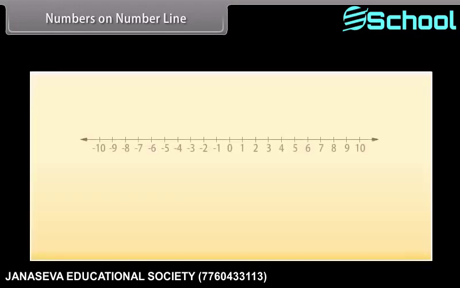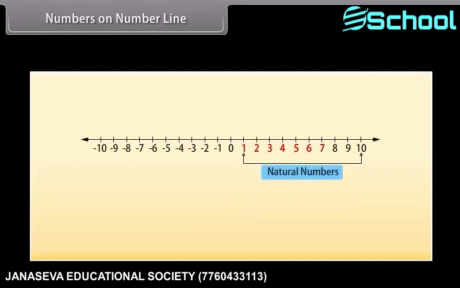Numbers on number line. On a number line, numbers 1, 2, 3, 4 and so on are called natural numbers. The natural numbers are denoted by the symbol N. If we include the number 0 with the natural numbers, then the numbers are called whole numbers. The whole numbers are denoted by the symbol W. All these numbers together with the negative numbers are called integers. The integers are denoted by the symbol Z.